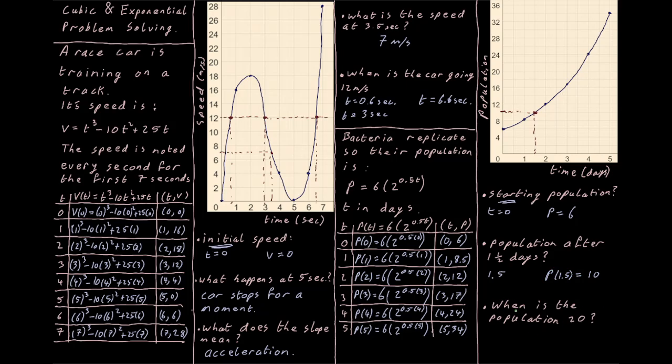When is the population 20? So we want the time, we know the population. So we're going to say the population is 20. When are we at that height? When are we at that population? That's happening there. And the x-coordinate, the time coordinate there, is halfway between 3 and 4. So it's one box over. It's going to be 3.5 days. So our time is going to be 3.5 days.